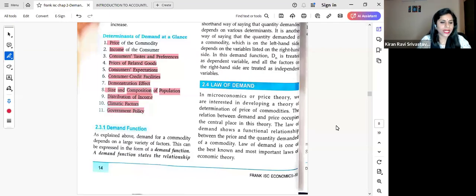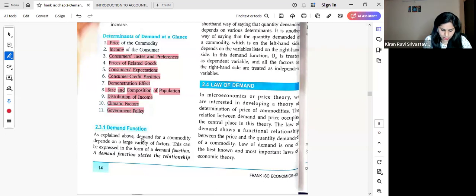Okay, so the next is demand function. Now, what is demand function? In the last part, we have understood the determinants of demand. And all these determinants of demand are a part of your demand function. If you know all the determinants of demand, you can easily write what is the demand function. Just now you understand it.